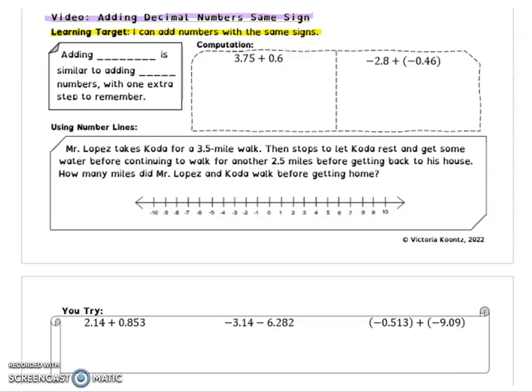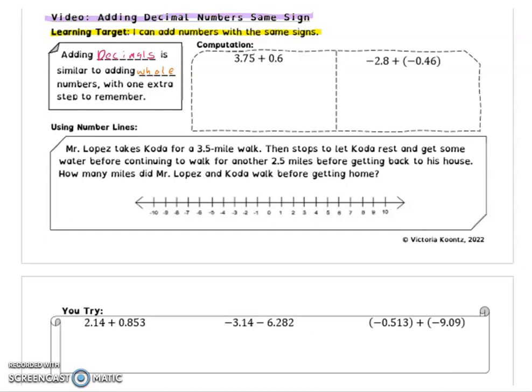So we're going to jump right into our little post-it note box, and we're going to try and fill in those blanks. I want you to pause the video and try to fill those in. Remember that each of those little lines is one letter. Okay, there we go. There's the answer. Adding decimals is similar to adding whole numbers, just with one extra step to remember. And I bet some of you even already know what that one extra step is.